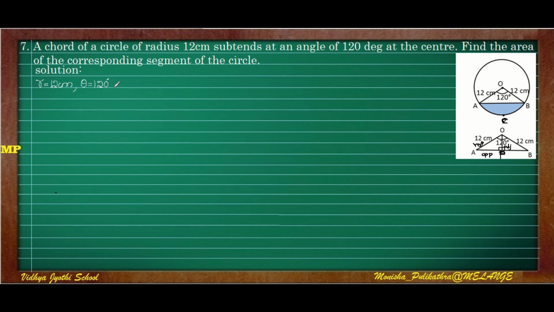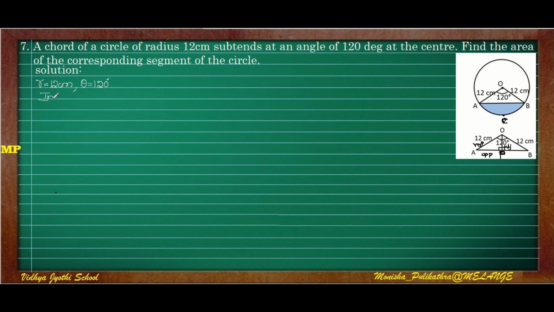At the center, find the area of the corresponding segment of the circle. So here we have to find out this ACB. Okay, so here the angle is 120. Since I have taken a perpendicular line, the triangle will cut into two equal parts. So this angle will become 60 and this angle will become 60.